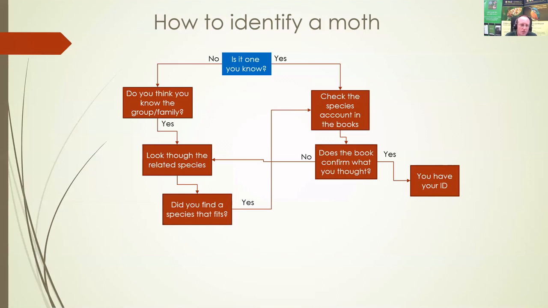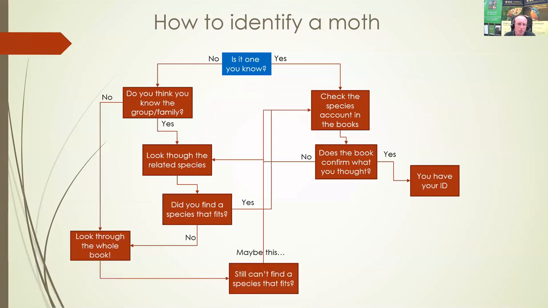And if it doesn't, or if you don't even know what the group or the family is, then basically you're stuck with the task of going through the whole book, plate by plate. And at least you have a book that you can go through plate by plate, and it will come up with most things. And this is where we diverge from last week's: what happens if you still can't find it?